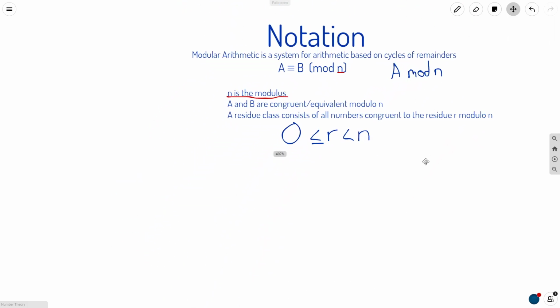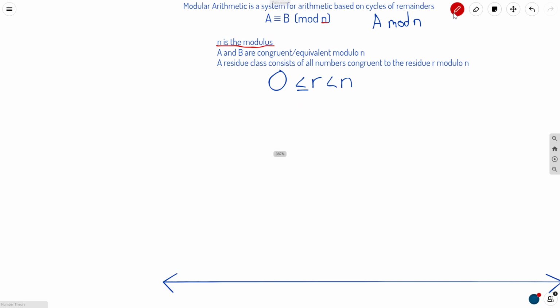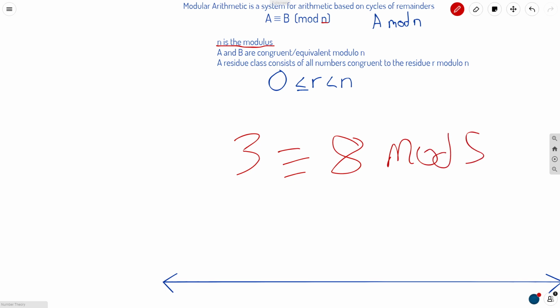So I'm going to introduce another example now so we can get familiar with how mod actually works. 3 is equivalent to 8 mod 5. What this is saying again is that 3 has the same remainder as 8 when divided by 5. And this is apparent because 3 itself is less than 5, and 8 is 3 more than 5, so it'll leave a remainder of 3 when divided by 5.